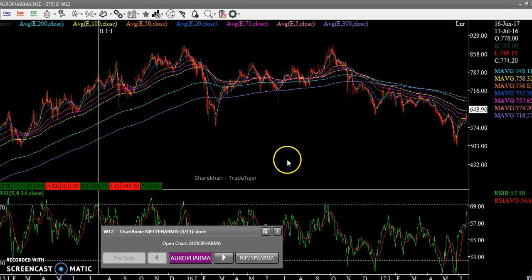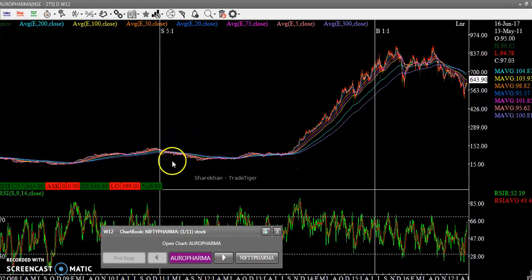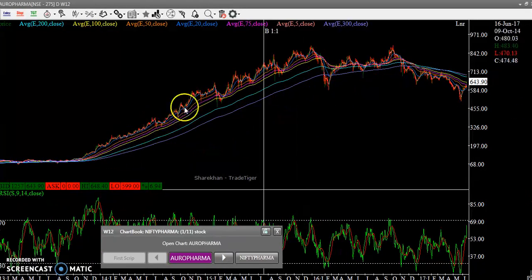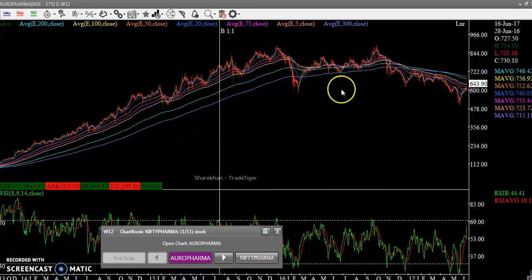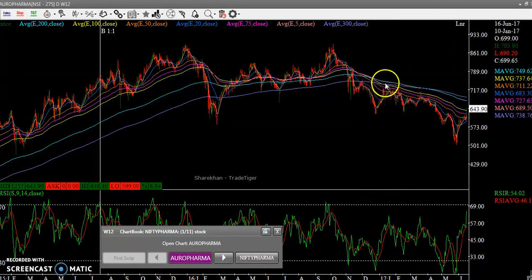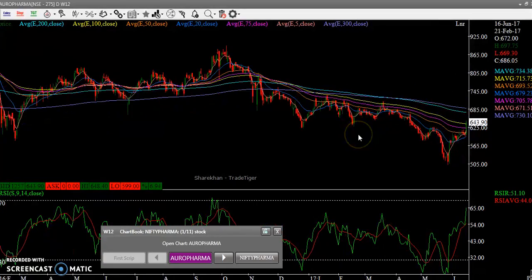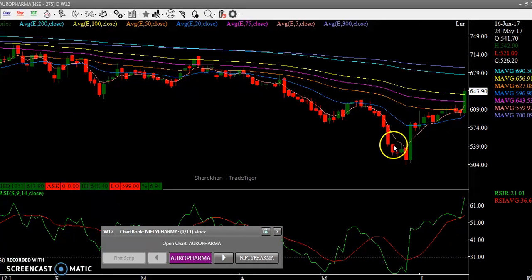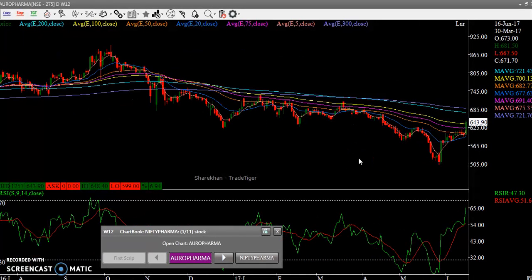So what do we see here? Obviously, Aurobindo Pharma is a good stock. Past 2007, it was quite sideways. In 2014, it started moving up, quite a good uptrend. Then it went down, moving sideways and continuously making lower bottoms and lower tops. Now, concentrate on what I was telling you in the Nifty Pharma chart, whether it will be trend changing or not, or what the trend changing parameter will be.